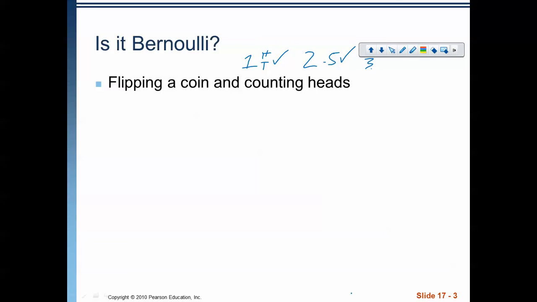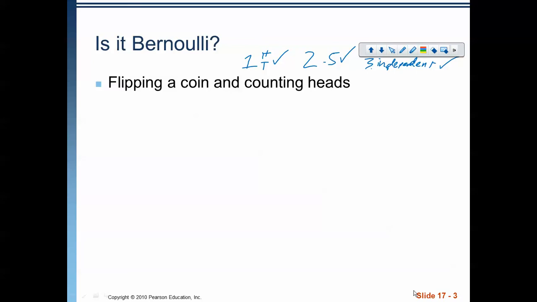Three, are they independent? Are coin flips independent of each other? Yes, they are independent. So, is this a Bernoulli trial? Yes, because those three conditions are met.